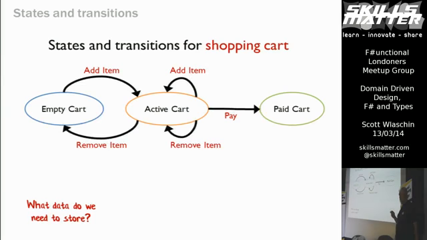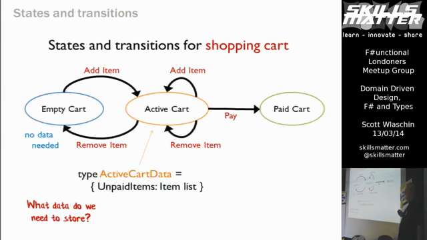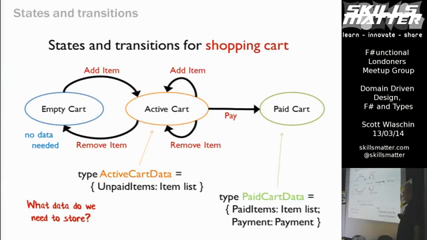So, first of all, what data do we need to store for each state? Typically, there's different data for each state that you need to store. For the empty cart, there's no data. You just have it's empty. There's nothing in it. For an active cart, you might have a list of unpaid items. For a paid cart, you'd have a list of paid items plus the payment that went along with it.